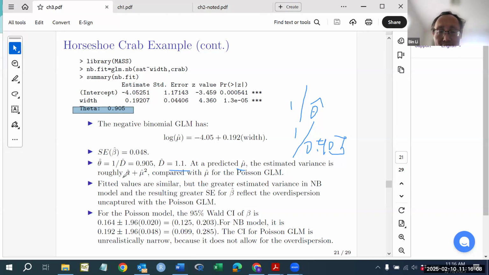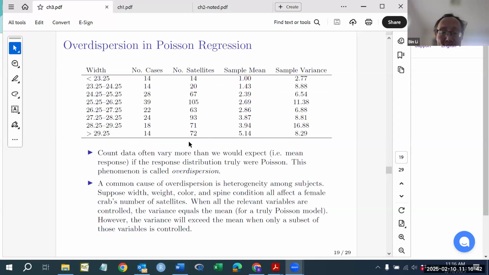So in other words, for the negative binomial, at a particular level of mu hat, the expected variance is roughly equal to what? Mu hat plus mu hat squared, right? Okay, so that is different from the mean and variance being the same, both equal to mu in the Poisson. And if you compare the fitted values for the intercept and width using the negative binomial and using the Poisson distribution, you can see these are very close.